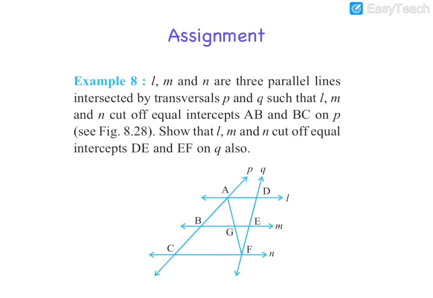With this, we come to the end of this video lesson and also of this chapter. Your assignment for today is example 8 of NCERT textbook. Equal intercepts AB and BC. In this question, imply that the length AB is equal to length BC. We have to show that DE is equal to EF. Where in this figure we are given that L, M and N are parallel lines cut by two transversals P and Q. You will be able to prove this question by applying converse of midpoint theorem.